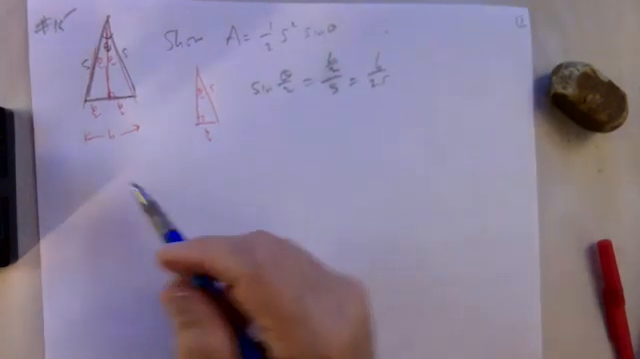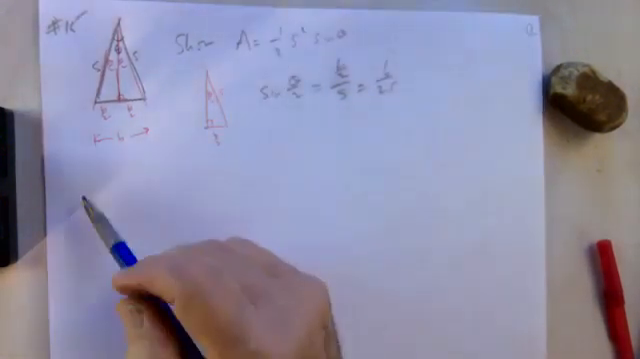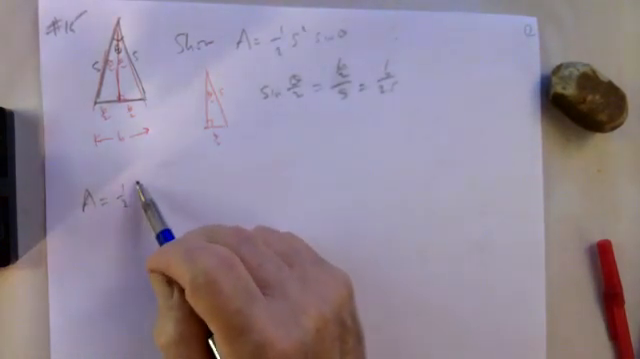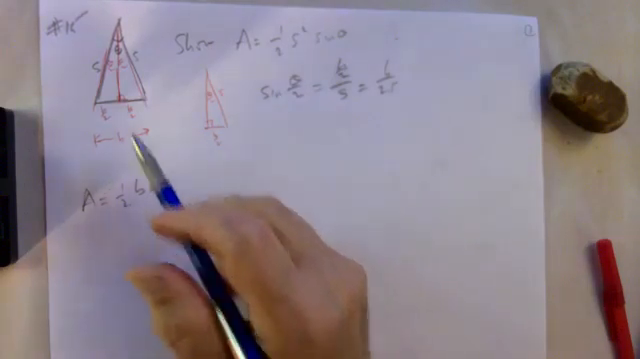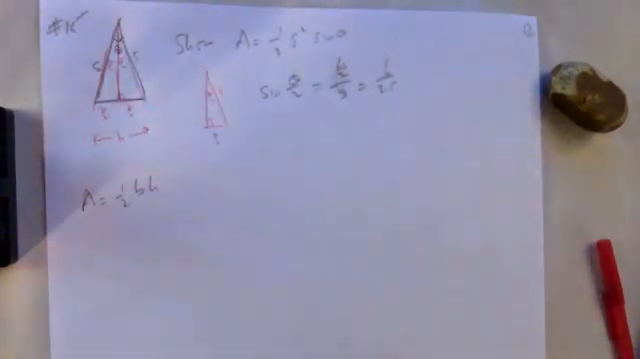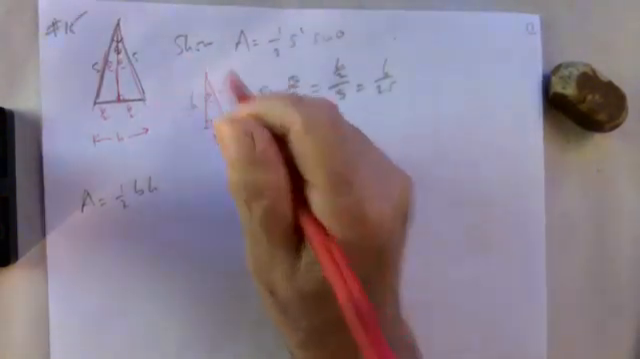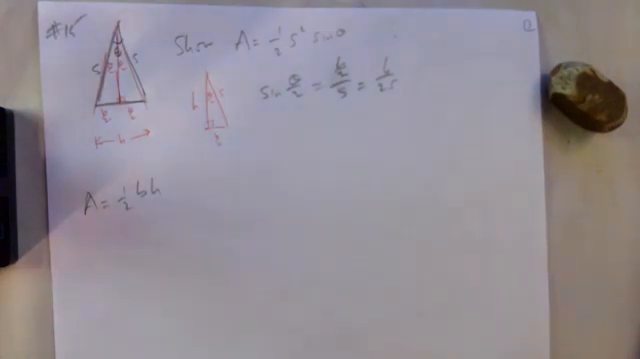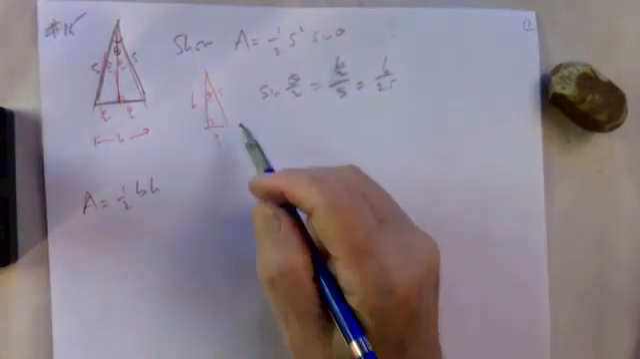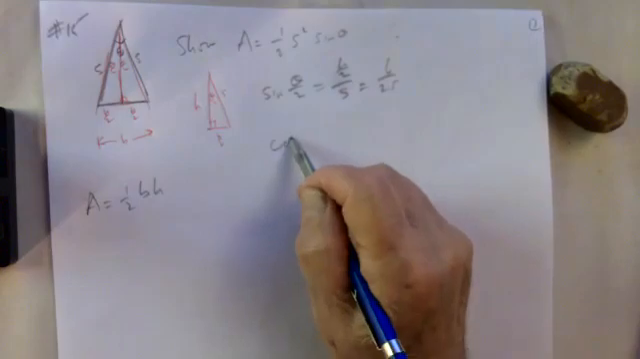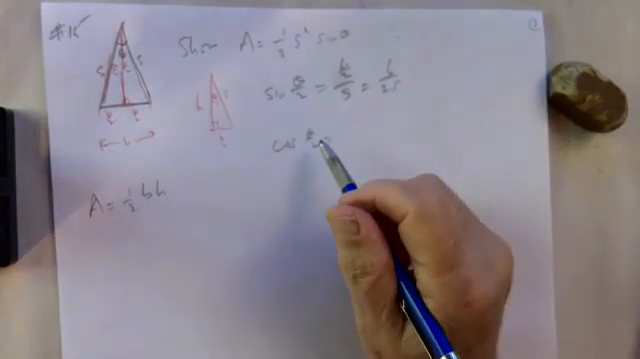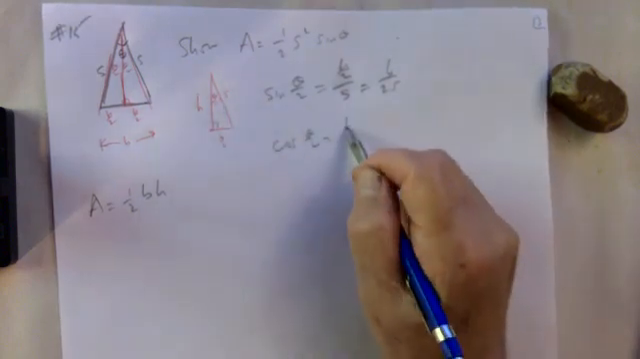And the area of the triangle, what is the area of a triangle? The area of a triangle is always half the base times the height. This is the height, h. So the cosine of theta over 2 is the height over s.